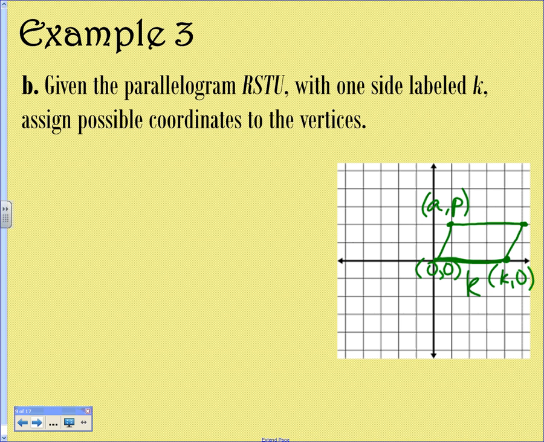Okay, what about this one? We went over K, and then we went over another A. So A plus K, how far up did we go? P. And then since this one gave us R, S, T, and U, A plus K, and then P. You went over A plus K, and then you go up P.